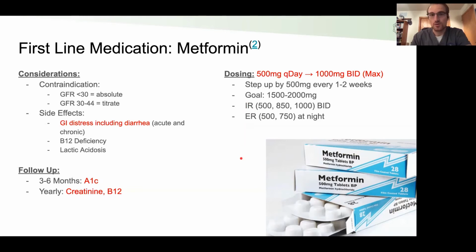And the IR and the ER are equivalent. Considerations: if somebody has poor kidney function, GFR less than 30, that's an absolute, you can't do it. The risk of kidney complications are too high. And if it's GFR 30 to 44, then you can titrate how much you upregulate the dose, but be more aware of the side effects.